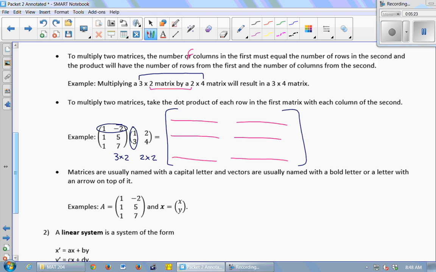So this is what I picture. I take the 1, negative 2, pick up that whole row, turn it 90 degrees, lay it on top of the 1, 3, and the numbers that match up, you multiply together, and you add the results. So 1 is on top of 1, so 1 times 1 is 1. Negative 2 on top of 3, negative 2 times 3 is negative 6. 1 plus negative 6 is negative 5. So I'll write it out here: 1 times 1 plus negative 2 times 3. That's the dot product of the first row, first column.